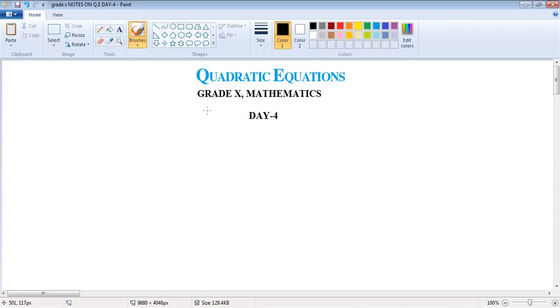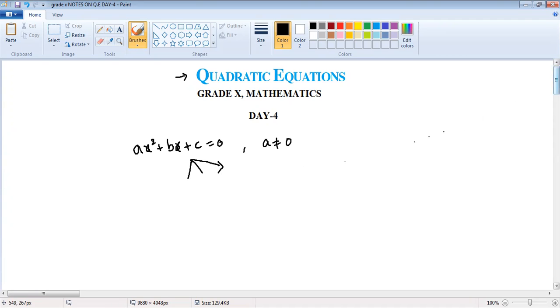Today we are in the class of grade 10 mathematics, learning quadratic equations, day 4. This will be the last class for this topic. So far we have learned what a quadratic equation is. It should be in the form ax square plus bx plus c is equal to 0, where a is not equal to 0. To solve it, we have taken the quadratic formula method and squaring middle terms, and next one is the graphical method, which I was supposed to show you.